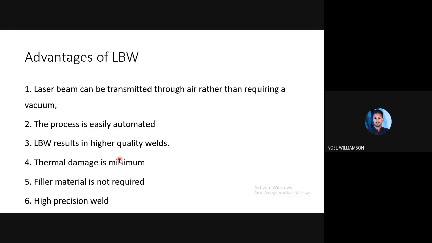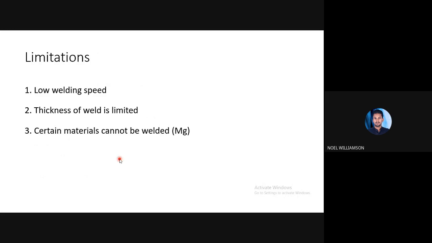Now, like the case of other machining operations, here also we have certain limitations. So these are the main limitations. First one, low welding speed. Here, the first disadvantage is the low welding speed. Welding speed will be low. We cannot make it fast. So we need some time to weld the portion.